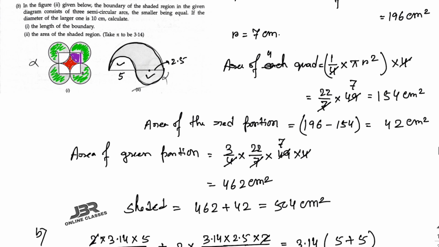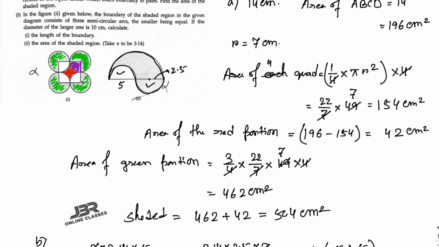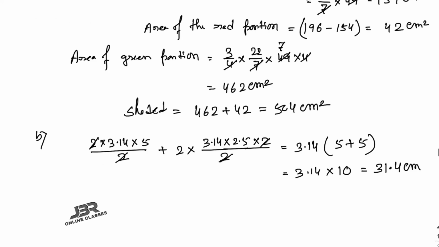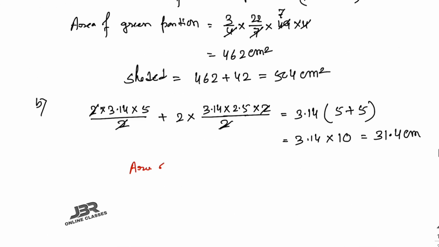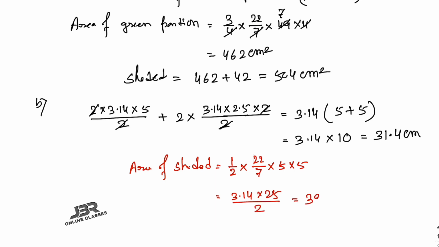Now the next one, you have to find the area of the shaded region. As this area is equal to this one, you have to just find the area of this semicircle. The area of this semicircle, as the radius is equal to 5. So the area of the shaded portion, its semicircle means half, then pi r square, so 3.14 into 25 by 2, and that is equal to 39.25 centimeter square as your answer.